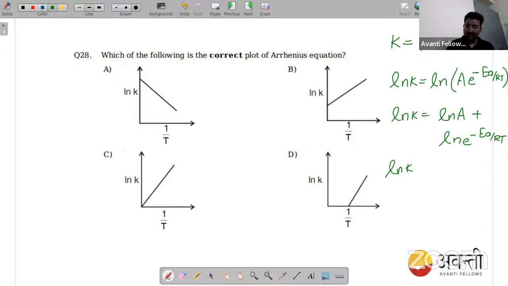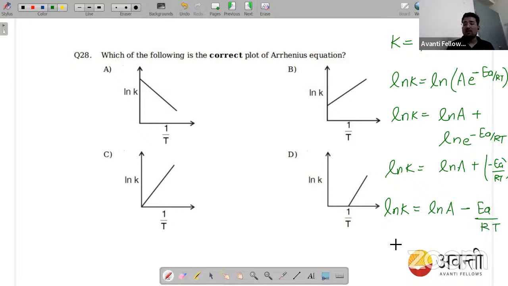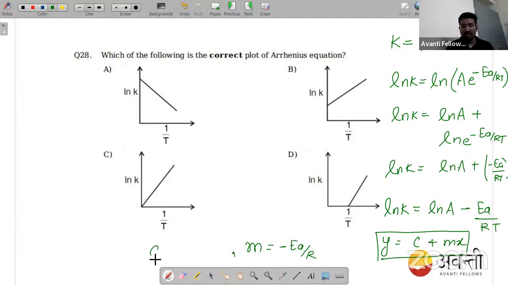On solving again, ln K equal to ln A plus minus EA by RT, and we all know that ln e is 1. We get the final equation ln K equal to ln A minus EA by RT. Now comparing this equation with y equal to c plus mx, we get a straight line for the ln K versus 1 by T graph with slope equal to minus EA by R and with intercept equal to ln A.